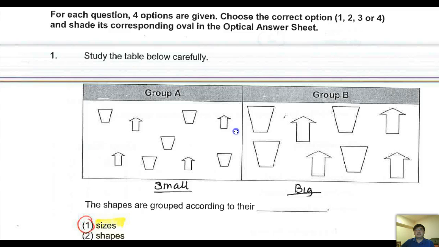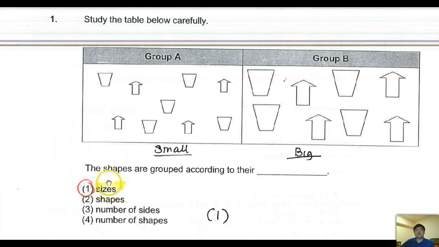Right, number one over here, these two obviously are sizes, okay, regardless of the shape. You see they have this shape and this shape over here, and the shape over there, but these are of bigger sizes. All right, be very careful, do not jump straight to your answers.